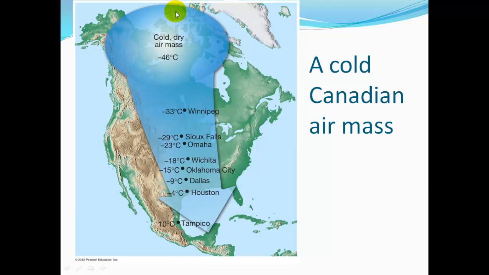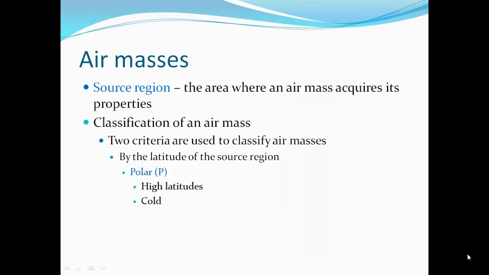Okay, so a Canadian cold air mass. It may be very cold. In this example, it's minus 46 degrees Celsius, and as it travels down, it may travel into the United States, bringing with it very, very cold winter weather. An air mass has a source region, the area where an air mass acquires its properties. Like I just mentioned, the Canadian cold air mass. Well, it originated in Canada, so that's why we call it a Canadian cold air mass.